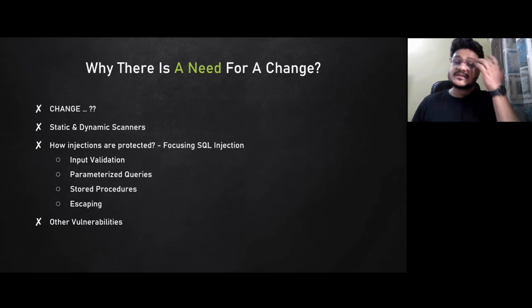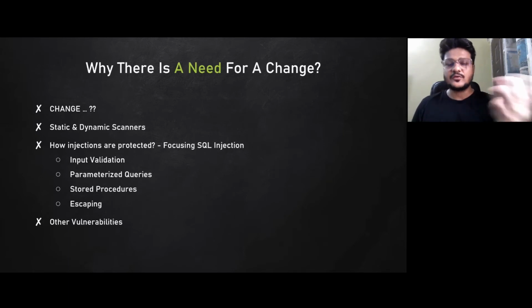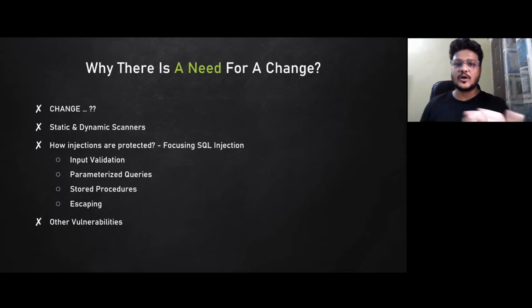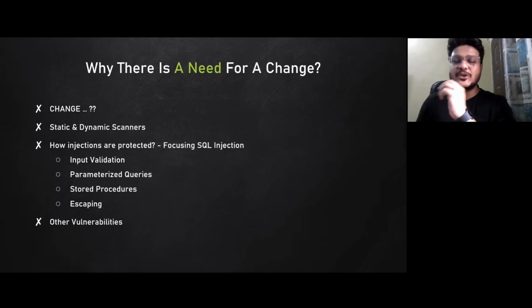So the static and dynamic scanners are very good. I'll talk about two of them: one is IBM AppScan Source for source code analysis, which I have used personally, and the other is Netsparker. These are dynamic and static analysis tools, but still there's one vulnerability which cannot be detected by both of them. We will talk about that in the next slide.